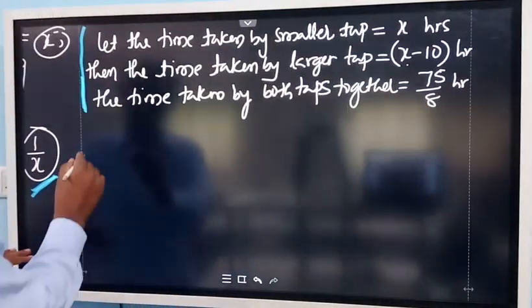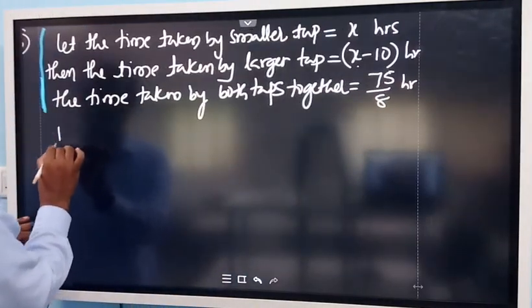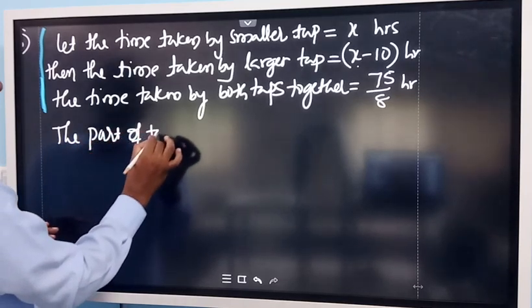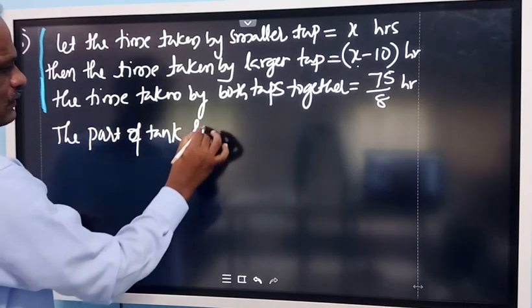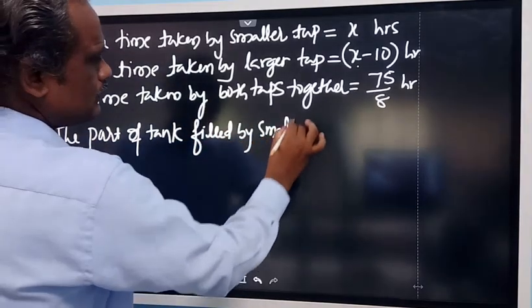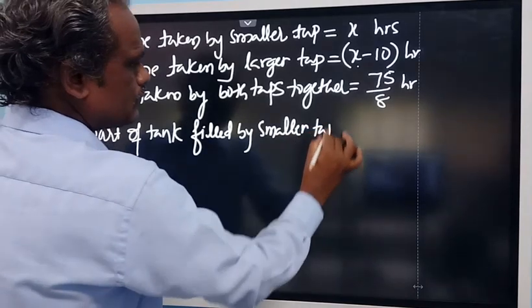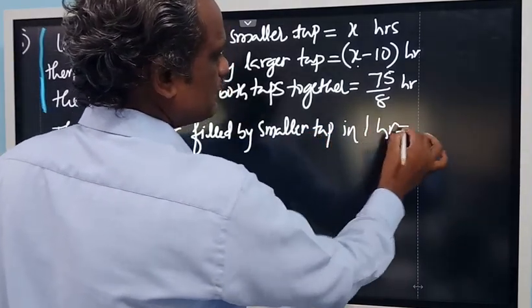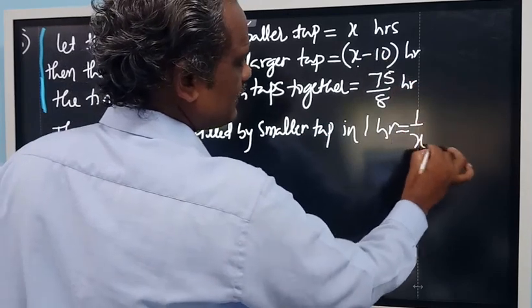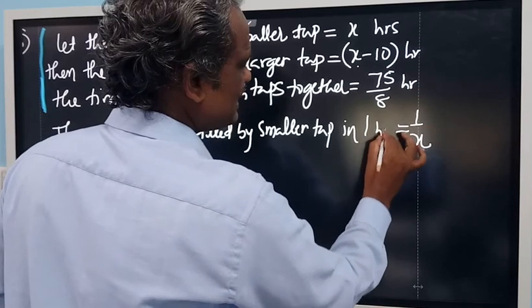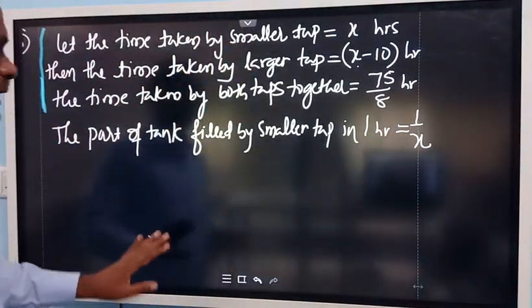So the part of the tank filled by the smaller tap in 1 hour is equal to 1 by X part. In 1 hour, how much part does it fill? That is 1 by X part.